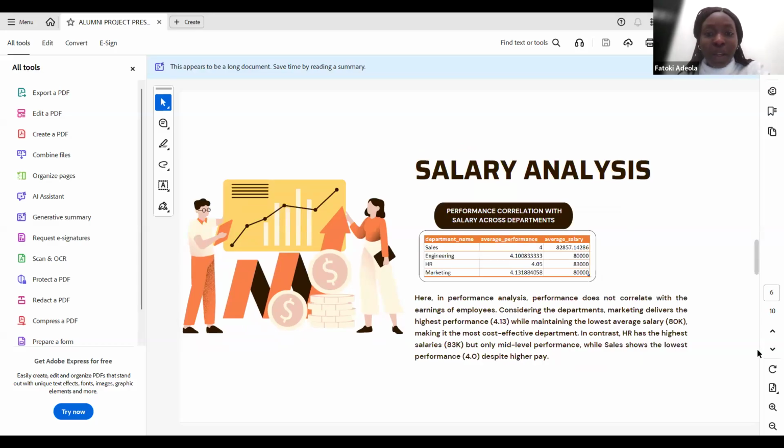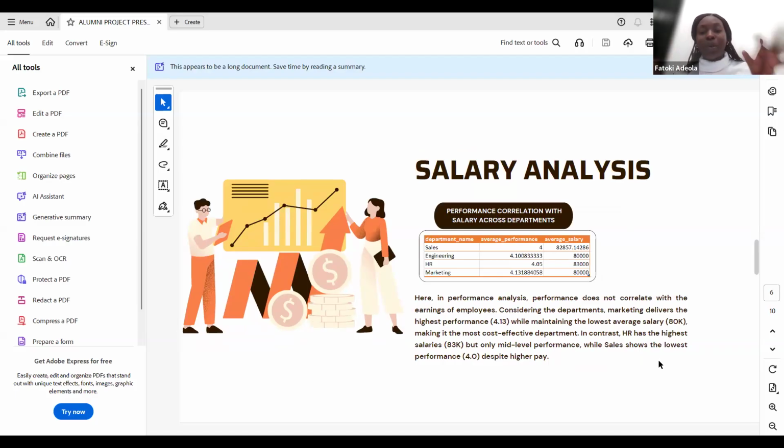So we also considered performance correlation with salary across departments, and we can see that here also performance does not correlate with the earnings of employees. Considering the department, marketing delivers the highest performance, like the scenario that I just gave, while maintaining the lowest average salary, making it the most cost-effective department.